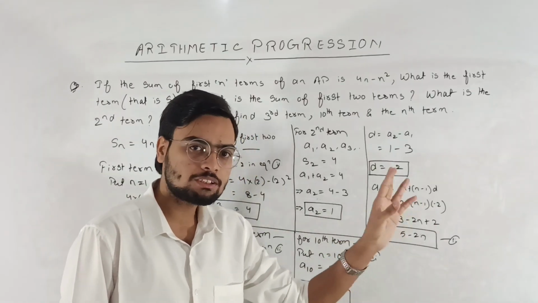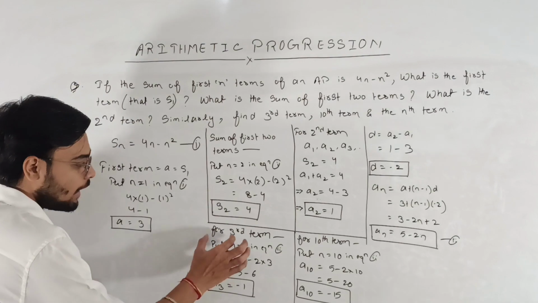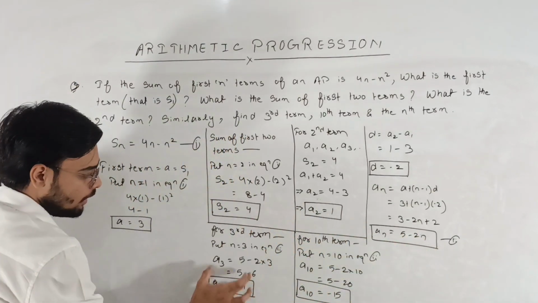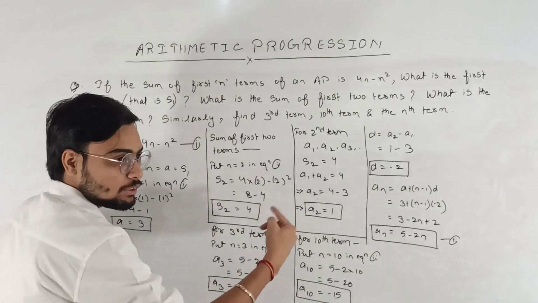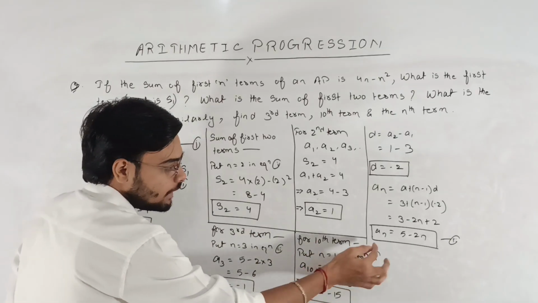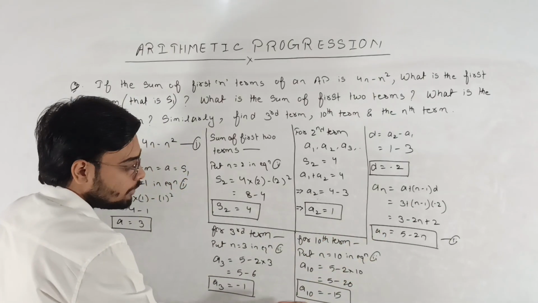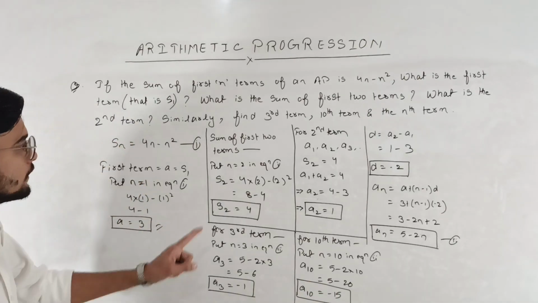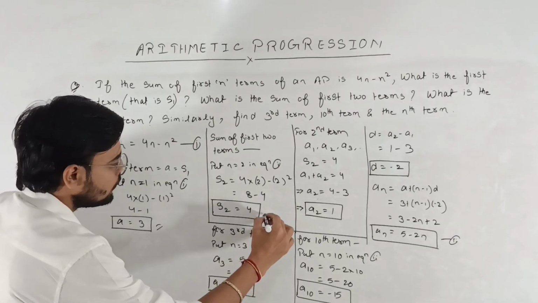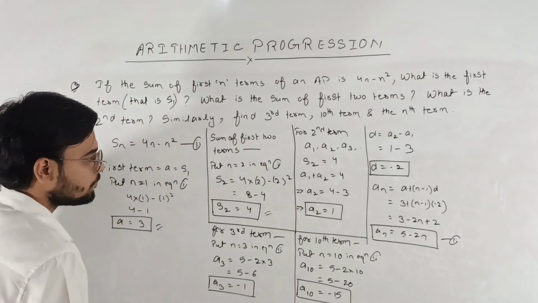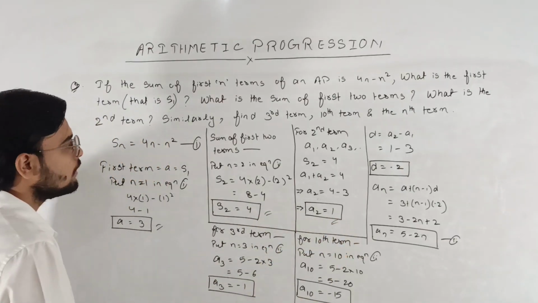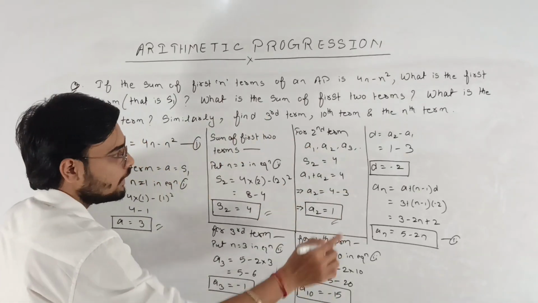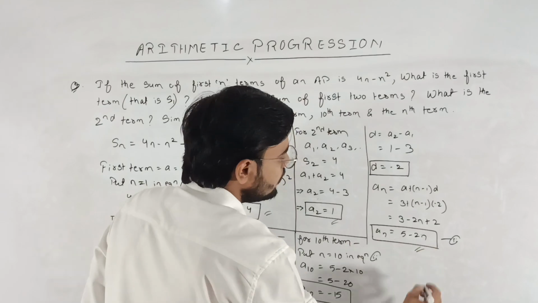Okay, now I assume this is my equation second. From this I have to find the third term. I put 3 in place of n in equation 2, and I get the third term, which is minus 1. Again for the 10th term I put 10 in place of n in equation 2, and I get the 10th term, which is minus 15. So the first term is 3, the sum of the first two terms is 4, the second term is 1, the third term is minus 1, the 10th term is minus 15, and the nth term is 5 minus 2n.